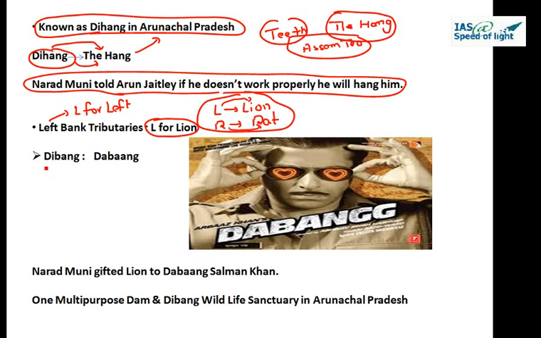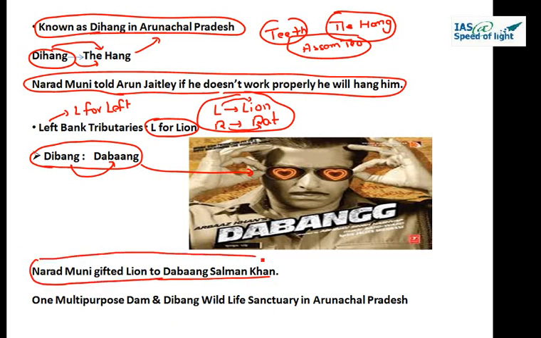We'll start with river Dibang. From Dibang we get Dabang, the famous Dabang, Salman Khan, the very hit movie Dabang. Narad Muni gifted a lion to Dabang Salman Khan. Okay, so the first river we are remembering as the left bank tributary. So Dabang Salman Khan is so powerful that Narad Muni got impressed and he gifted one lion to Salman Khan. So lion is L, is left. So the first left bank tributary for Brahmaputra or Narad Muni is going to be Dibang.